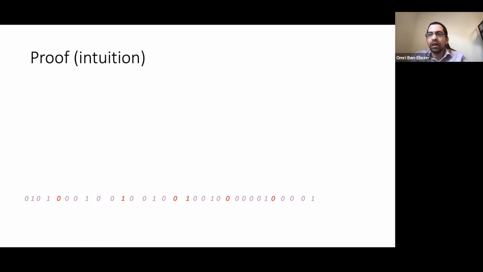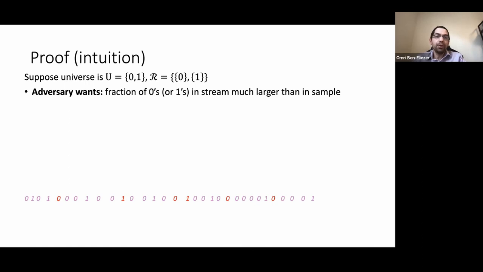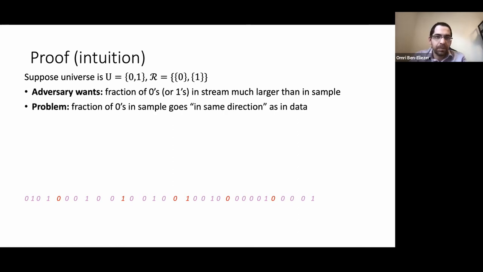And let me just maybe give a very quick intuition of the proof. I don't really want to give the full proof, but just a quick intuition. So let's suppose the universe consists of two elements, 0 and 1. And the adversary wants the median to be inaccurate, or any quantile for that matter. We want the fraction of zeros in the stream to be much larger or much smaller than in the sample. But the problem is that the fraction of zeros in the sample goes in some sense in the same direction as in the data.